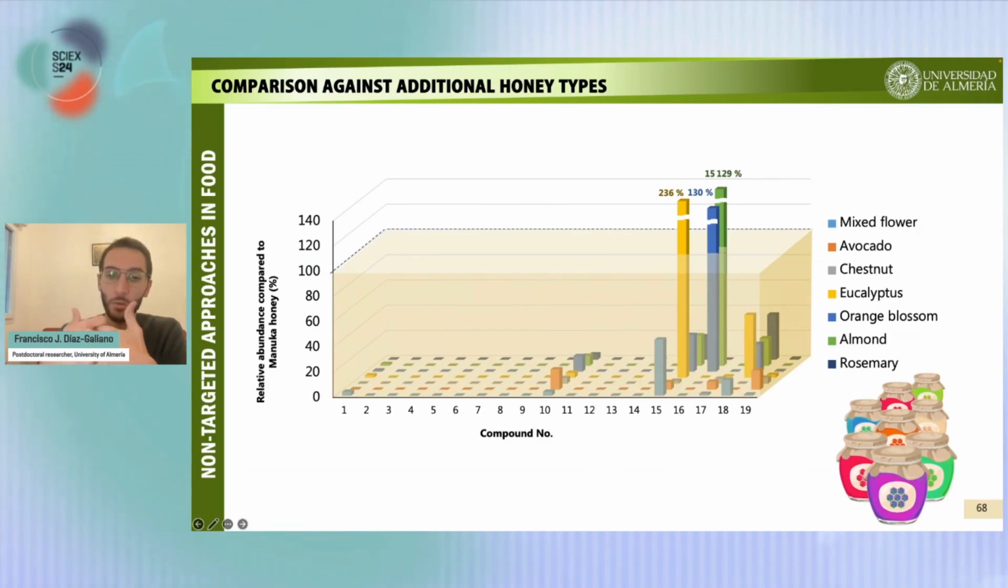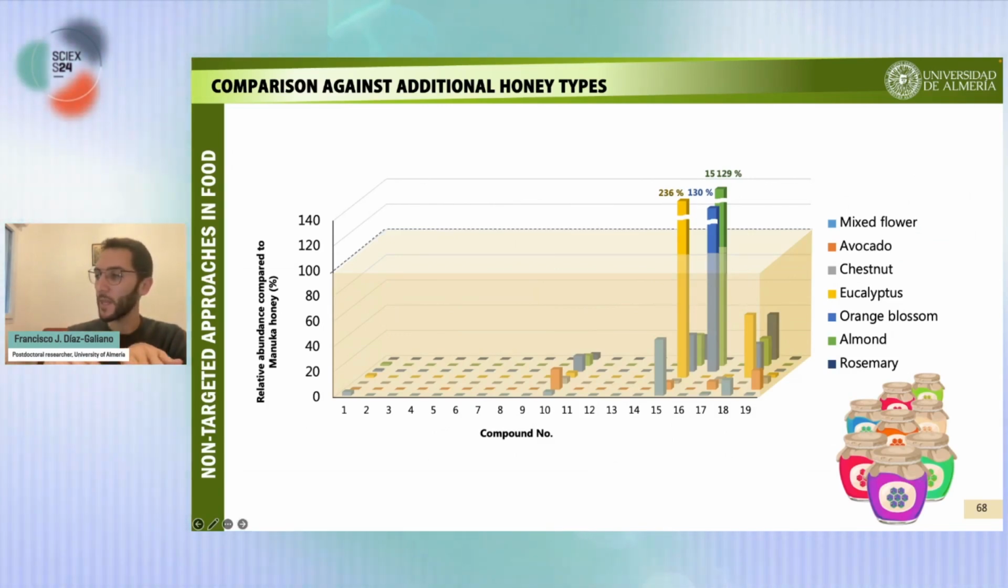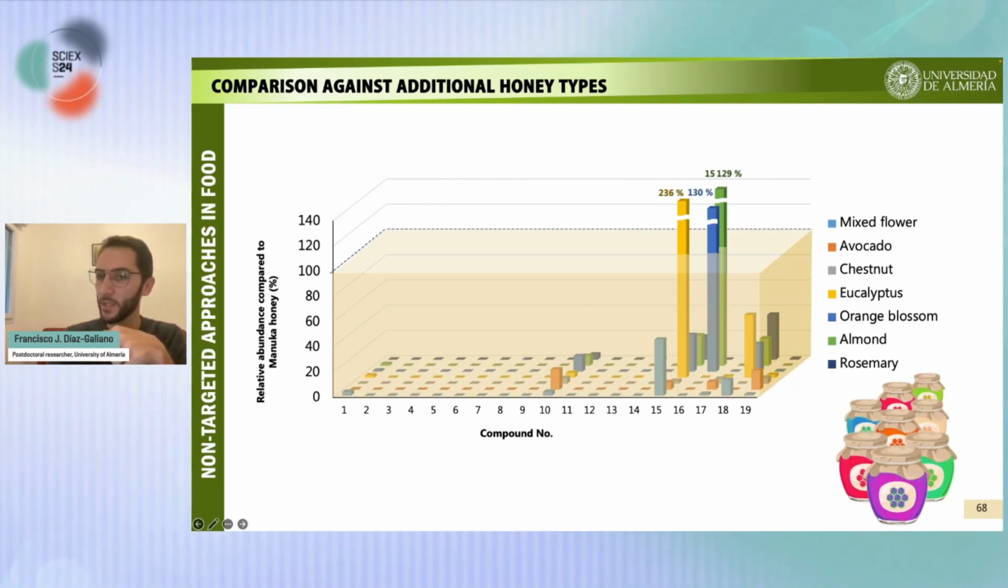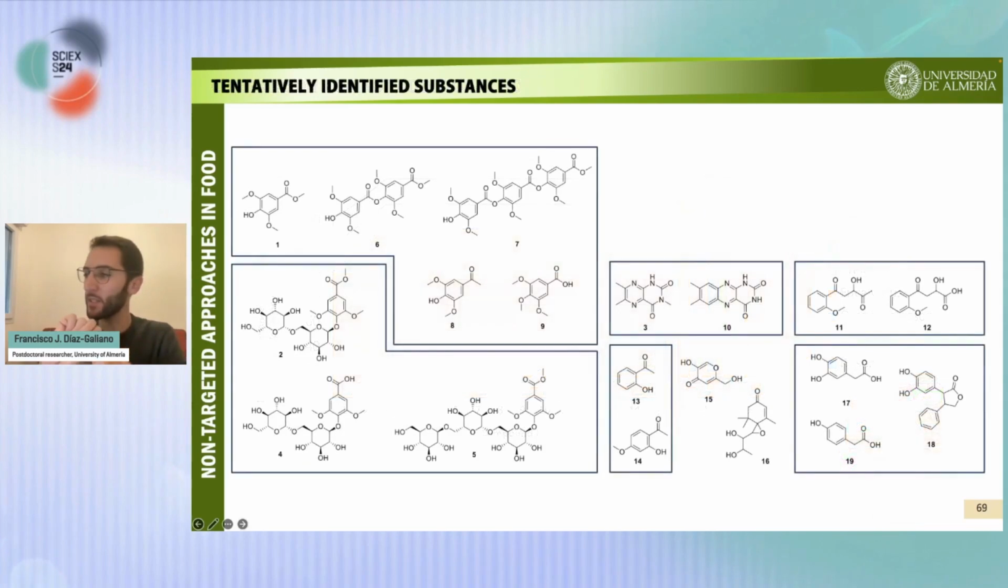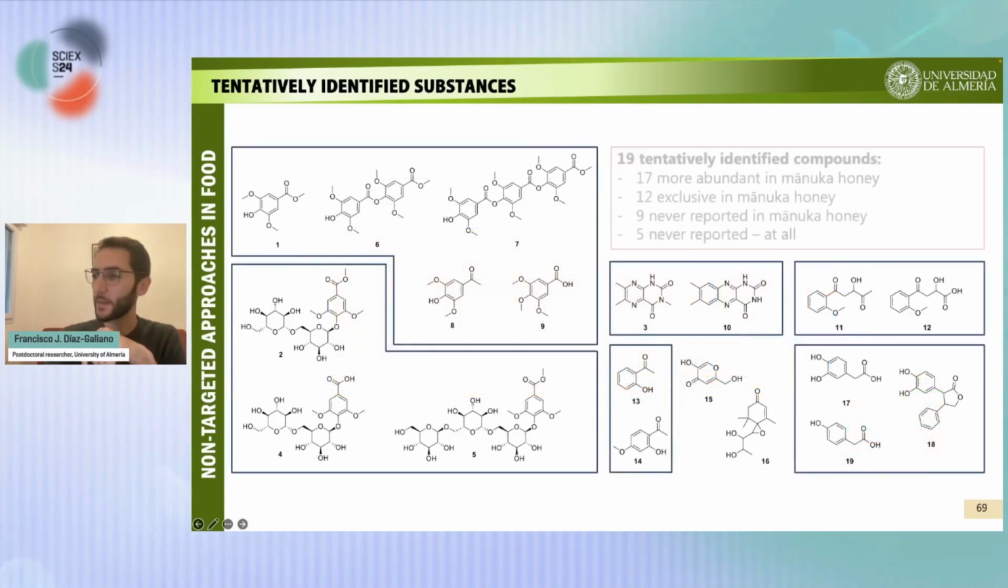Several additional samples were acquired in a local supermarket, including new honey varieties, as you can see here on screen. The areas of all 19 compounds were normalized over the area in Manuka honey, which is set at 100%. And only 2 of the 19 compounds were found at greater concentrations in other honey varieties. The summary is shown in this slide.